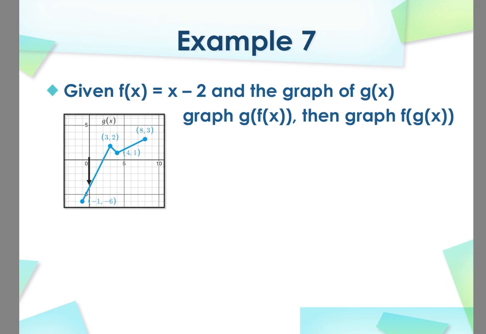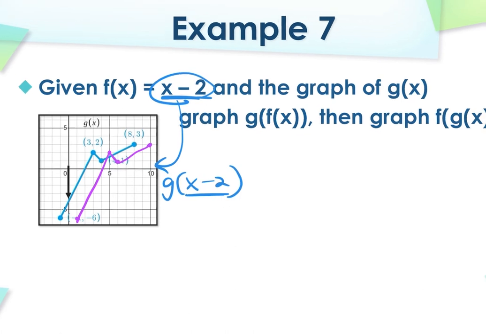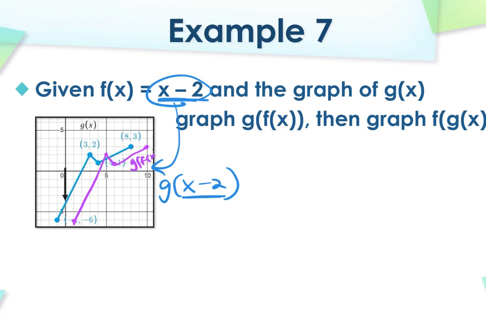For the first one, it says take f of x, which would be this guy, and then plug it into g of x. Well, I don't know the equation of g of x, right? But if I were to take this and plug it into g of x, it would look like that. What happens when I take something inside parentheses and I subtract? You're shifting to the right 2 places. So I am taking the graph that's there and shifting every point to the right 2 places. So 1, 2, 1, 2, 1, 2, 1, 2. And my new graph looks like that. This would be g of f of x.